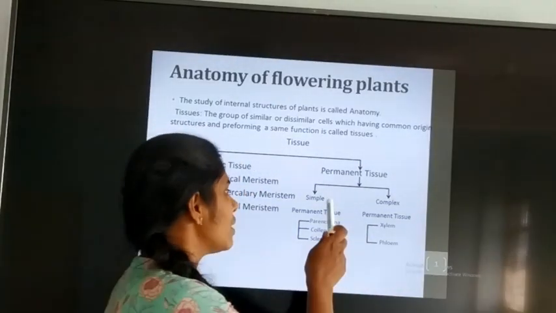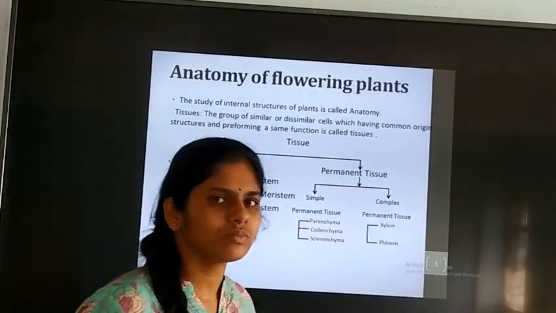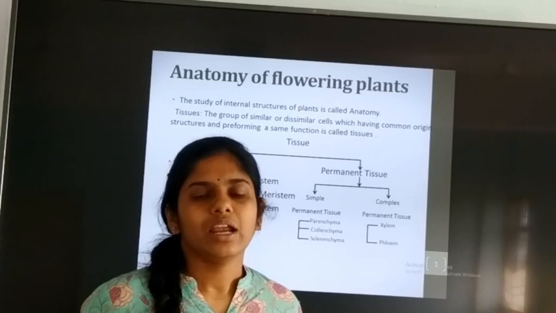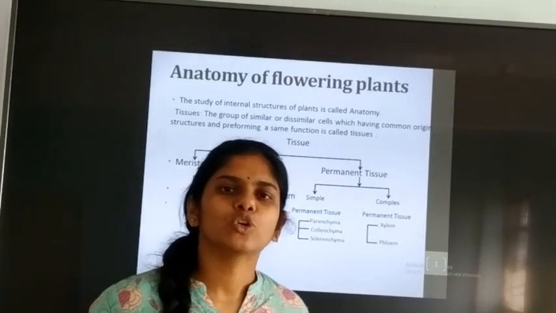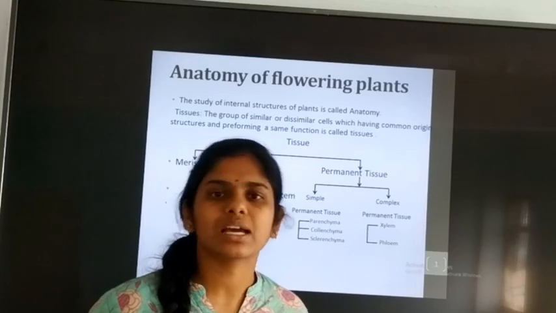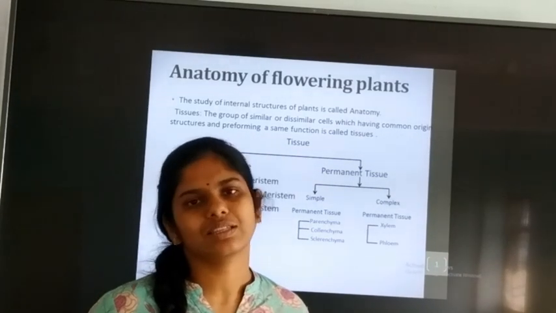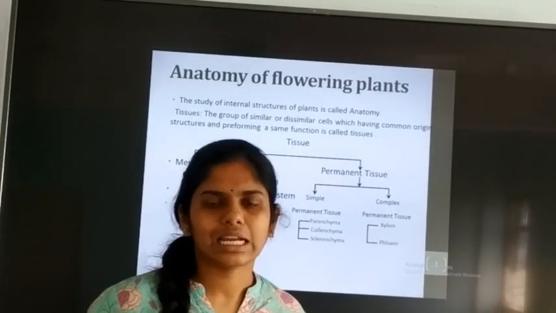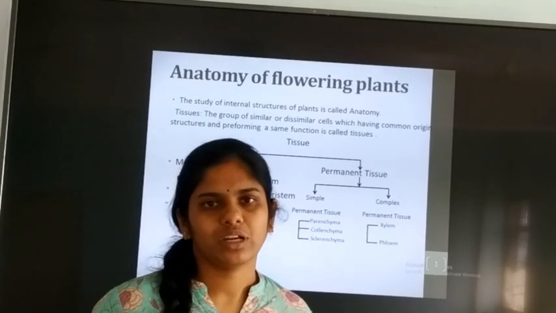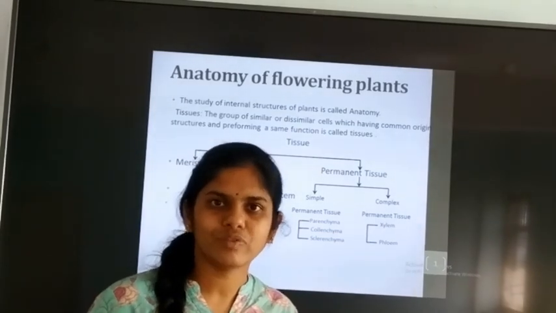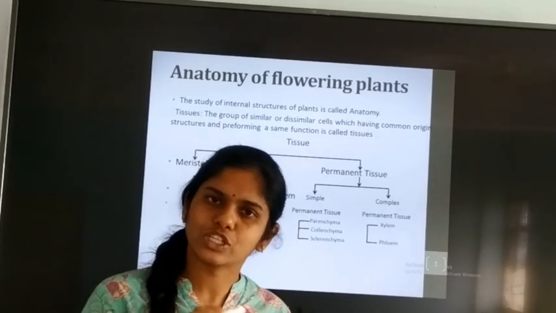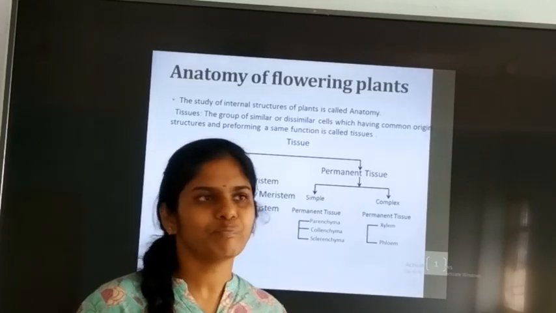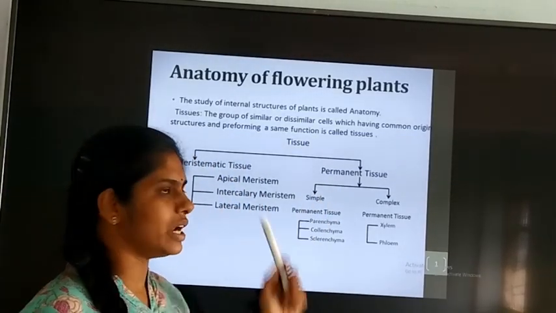First, we come to the simple permanent tissue. Simple means it is single. Simple permanent tissue means it is a group of similar cells performing the same or a common function. That is called a simple permanent tissue.